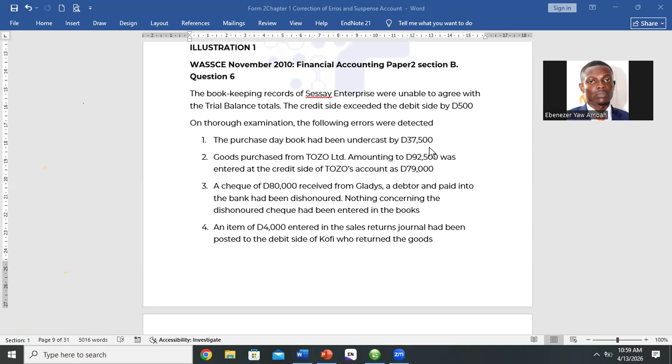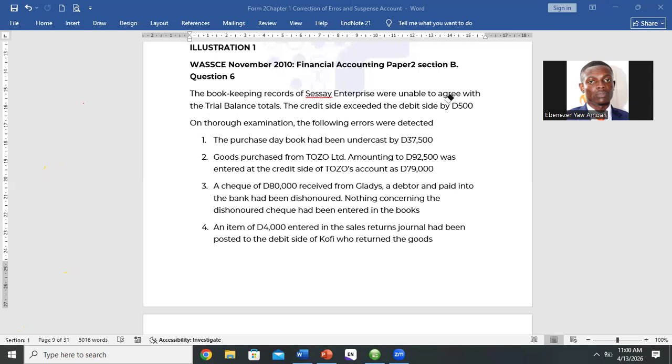Okay. Number 2, goods purchased from Tozo amounting to 92,500 was entered at the credit side of Tozo's account as 79,000. We purchased goods from Tozo, 92,500. This was entered at the credit side of Tozo's account as 79,000. What is this? So, for you to appreciate what this error is, you have to follow through the transaction.